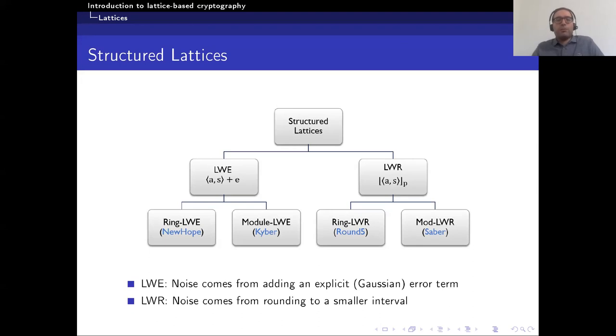NewHope, Kyber, Round5, and Saber are different lattice-based schemes which were selected in round 2 of the NIST competition, while Kyber and Saber are still in the NIST competition as finalists in round 3. As you see, they can provide more security compared to the ring variants of structured lattices. Any questions so far?